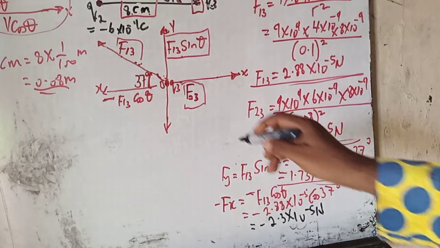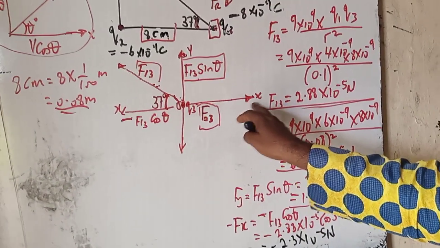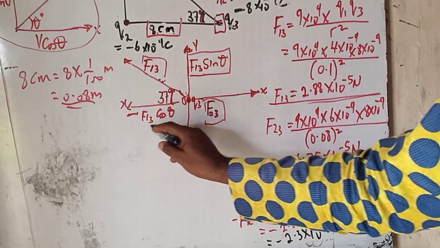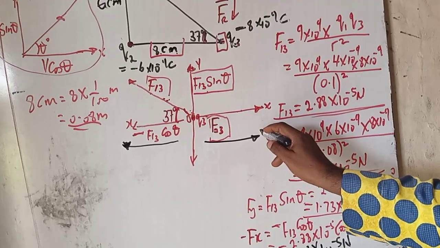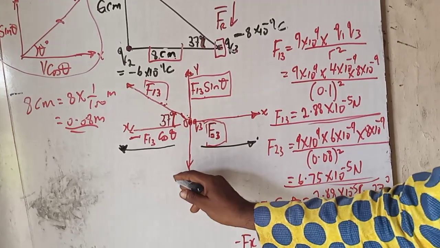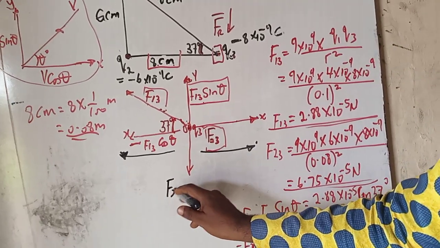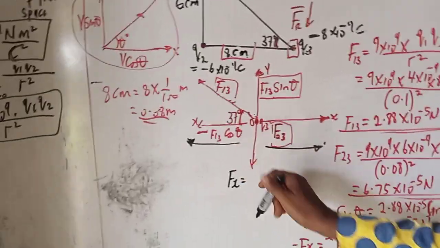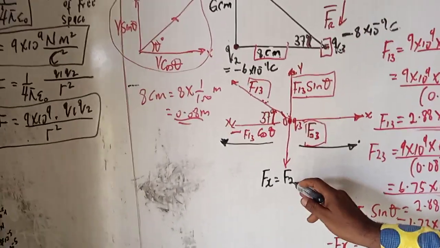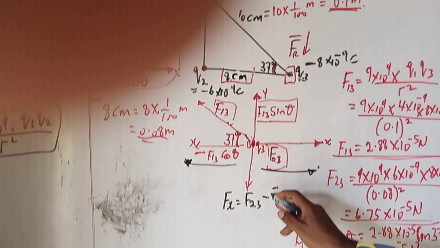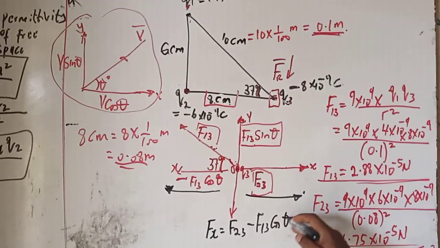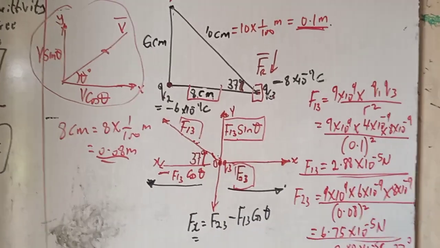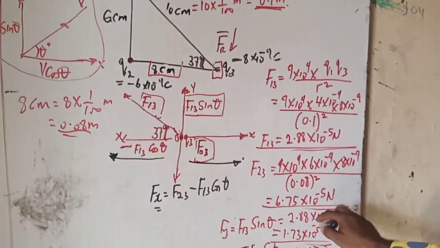Now if you look at this horizontal x-axis, this particular force is in the negative direction and this particular force is in the positive direction. So the resultant force along the x-axis will be the addition of these two. That is F subscript 23 minus F subscript 13 cos theta. And the F subscript 23 is what we have here.